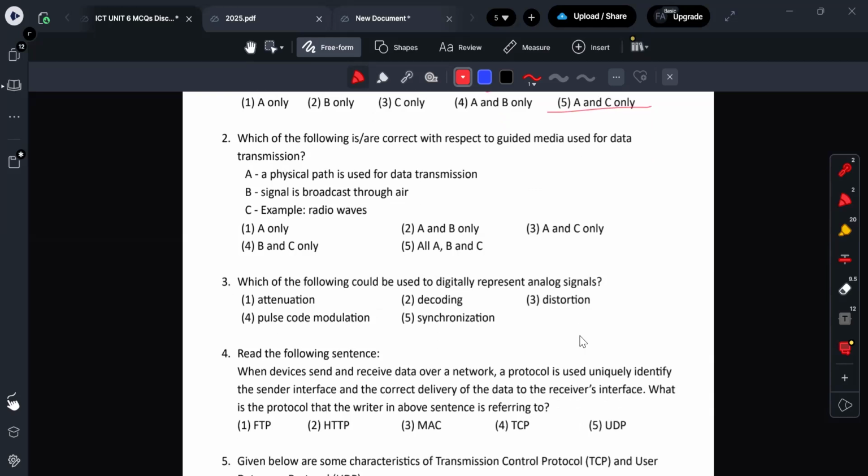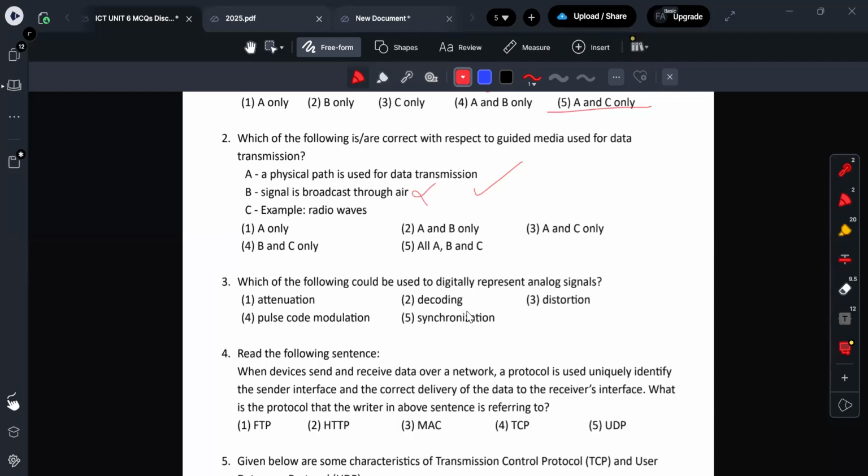Okay, and then you know that there are two types of data transmission media, guided and unguided media. They are asking which of the following are correct with respect to guided media. A physical path is used for data transmission. It is true. In data communication, guided means the signal is physically contained and directed. It requires a physical pathway like fiber optic, coaxial or twisted pair copper wires to travel from sender to receiver. Whereas unguided is wireless, where the signal is broadcast through air.